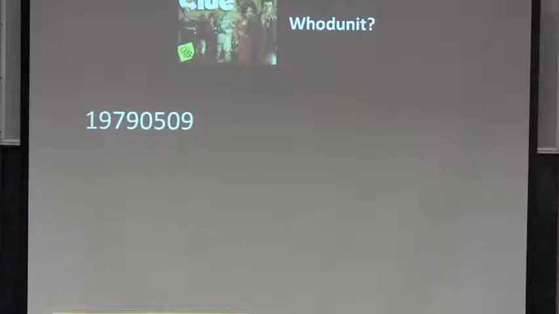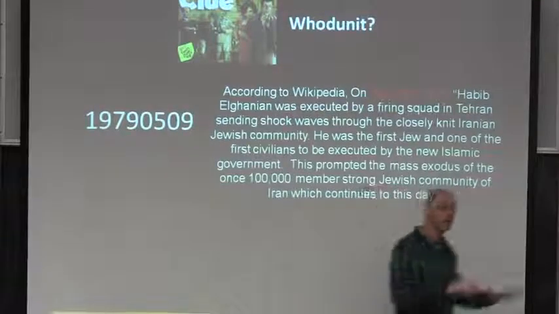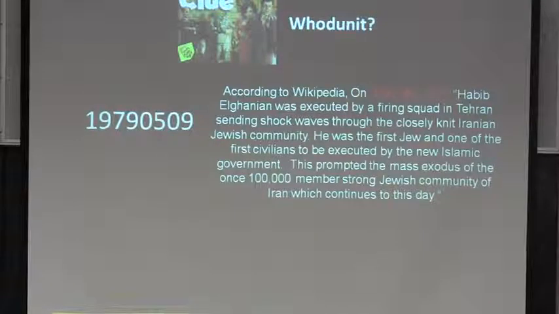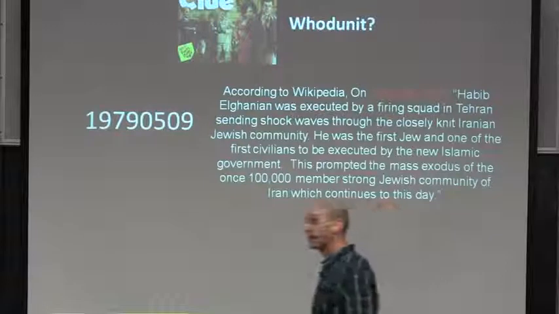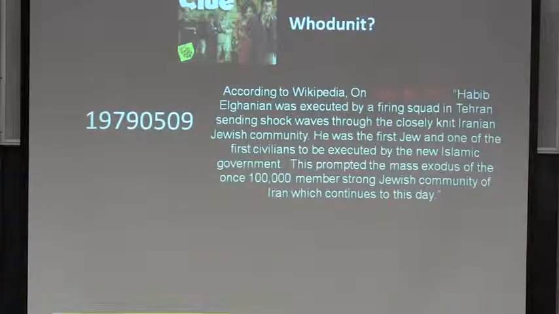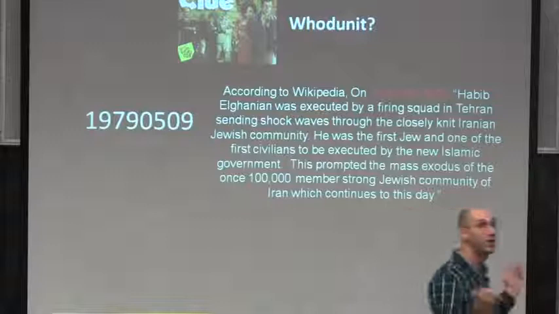Well, guess what? If you're a conspiracy theorist, like people at Symantec, you're going to Google this number. And what you're going to find on Wikipedia, which is a source of truth, of course, we all agree, is that on May 9th, which is 5/9, 1979, a person was executed by a firing squad in Tehran. It was very disruptive to the Jewish community there. He was the first Jew and one of the first civilians to be executed by the new Islamic government. This prompted the mass exodus of the once more than 100,000 member strong Jewish community of Iran. And the exodus continues today.